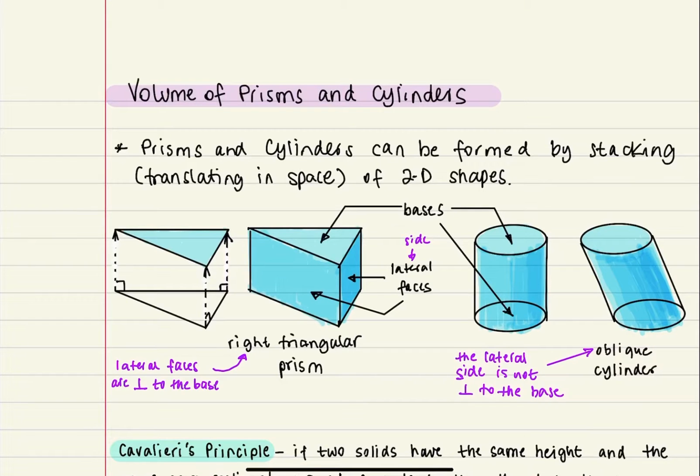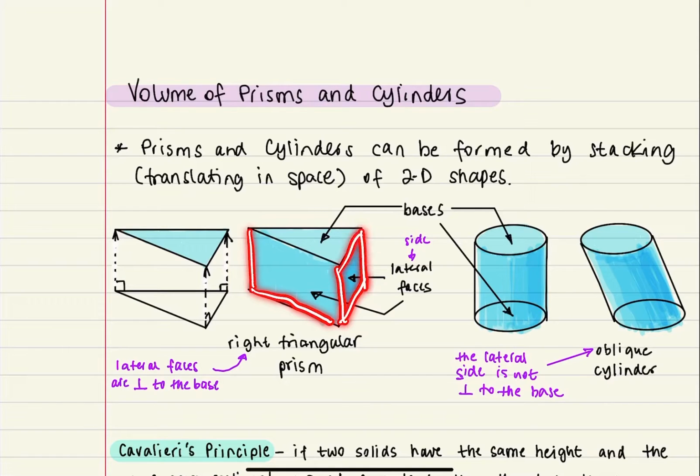Hi guys. So today we're going to be talking about volume of prisms and cylinders. Prisms are formed by translating polygons in space. For example, I can take this triangle right here and keep stacking it on top of each other until I reach a desired height, and this will form my triangular prism.